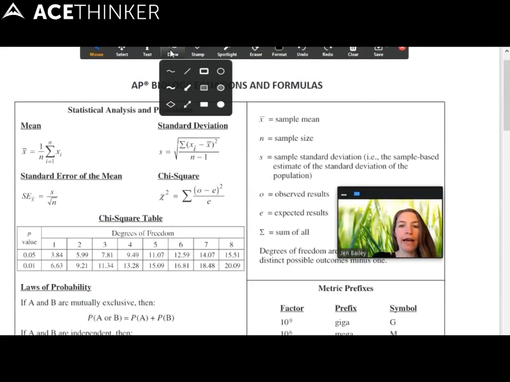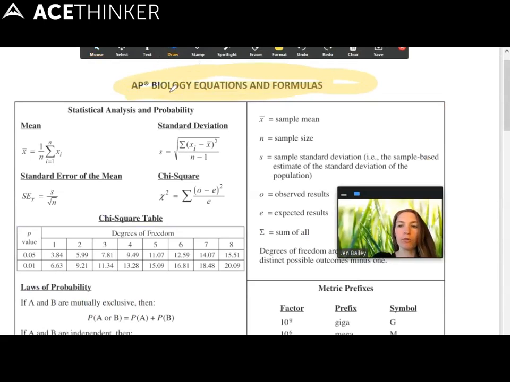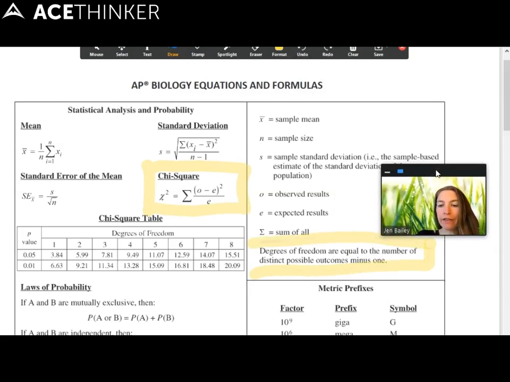It is on our AP Biology equations and formulas sheet. And look what else is there. Our chi-square formula, how to find the degrees of freedom. We've got all the parts actually of our chi-square formula there. Very nice. But most importantly, we've got our table, which is right here. Okay, so find your degree of freedom. What was it? 3. That's right. Find your p-value. Which one are we going to use? 0.05. Find where they intersect. Bam, 7.81. That is our critical value.